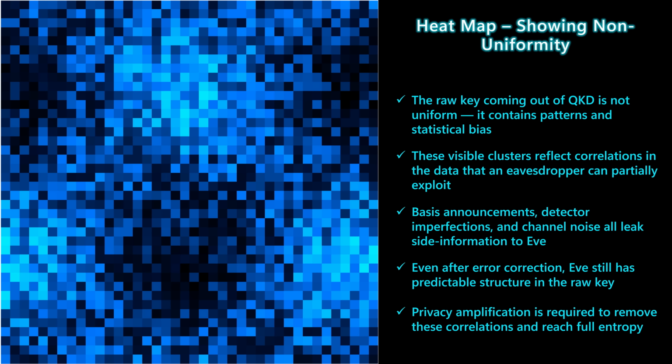They come from basis announcements, detector imperfections, channel noise, and even side channel effects that an eavesdropper like Eve can partially exploit. So even after error correction, the raw key still contains correlations that make some bits more predictable than others. This is why privacy amplification is necessary. We need to remove these correlations and push the key toward full entropy before we can call it secure.